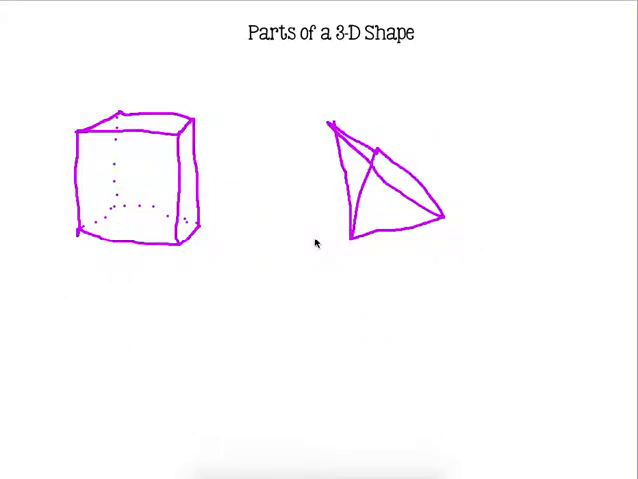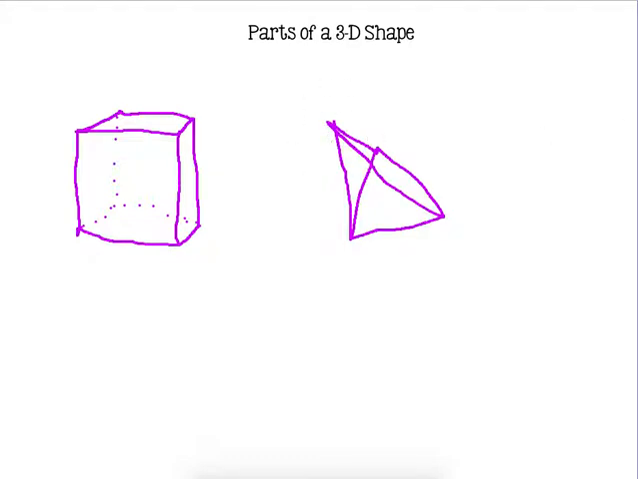Today we're going to talk about the parts of a 3D shape and how we use these parts to figure out what the shape looks like and how we count and record these parts. So in front of us we've got two 3D shapes. If you remember correctly, this is a cube. You could have said prism because it does have two flat ends and has our squares or rectangles in the middle. And over here we have our pyramid. Because remember, it's got our base, our triangular faces, and it comes to a point.